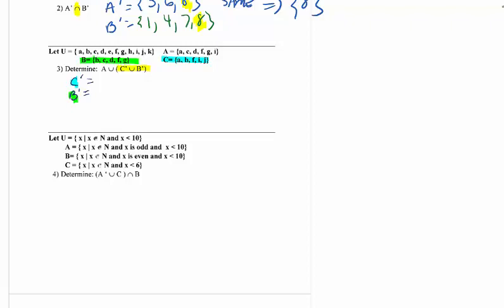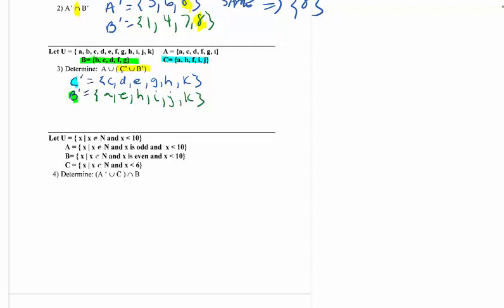So here again, it's alphabetical order, A through K. So looking at C, I have A and B. I do not have C, D, or E. I have F. I do not have G. I do not have H. I have I and J. I do not have K. Looking at B, and looking again back to the universal set, I do not have A. B and C are there. D is there, E is not, F is there, G is there, H, I, J, K are there.